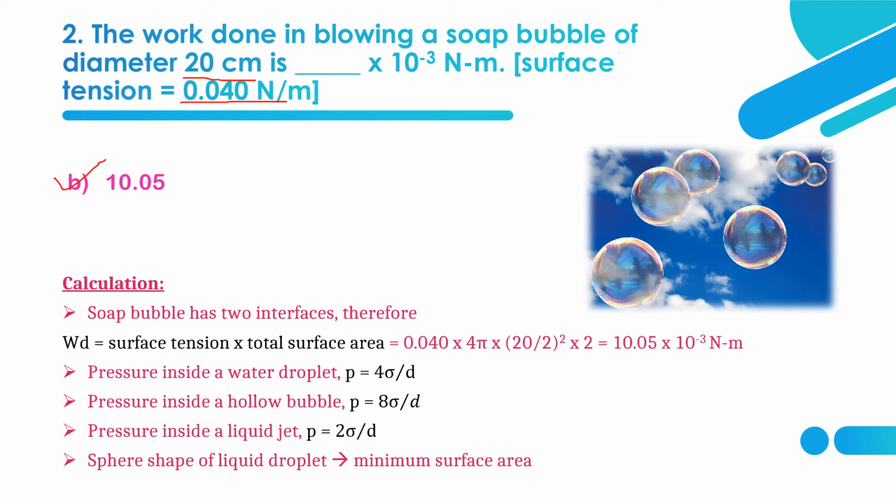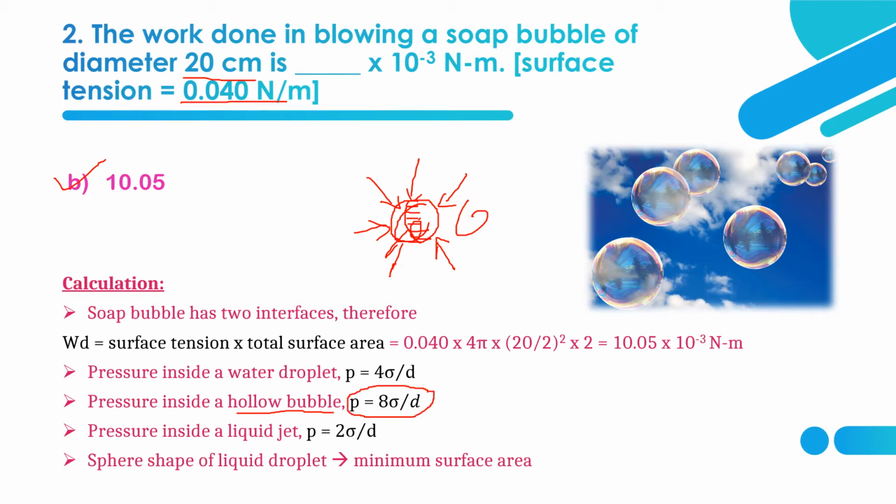A soap bubble has two interfaces. How? Consider this as a soap bubble. There will be a hollow inside the soap bubble and outer atmospheric pressure, so that's why two interfaces. It is unlike a water droplet. In a water droplet, there is only one interface, only one atmospheric pressure, and no inside pressure. But a soap bubble has two interfaces, one inside air and one outside air. So how is the pressure calculated inside a hollow bubble? Like this: pressure is equal to 8 sigma by d.